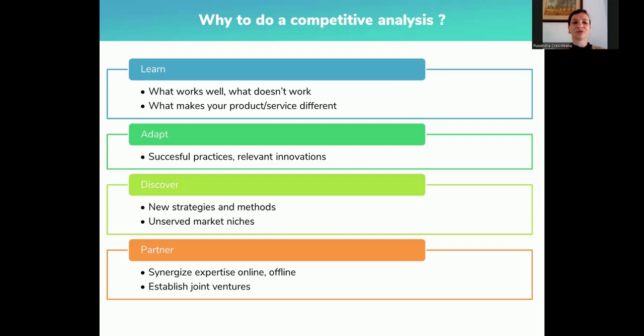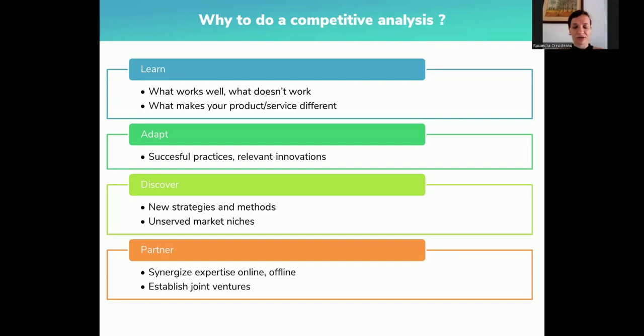It also helps you to adapt to successful practices and relevant innovations that you find in the market, or to discover new strategies and methods, or some market niches that were unserved until that point. And finally, it also offers you the opportunity to partner with other competitors that are complementary to you, and you can find synergies or establish joint ventures.